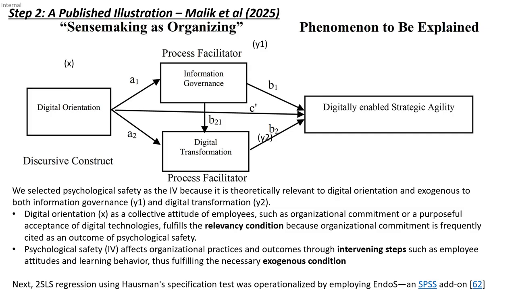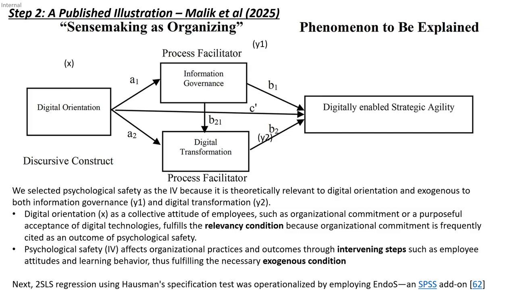Second step, I apply this two-stage least squares endogeneity test to my model. What you could see here, this was published last year. We had digital orientation on the left, which was our independent variable. Then we had two mediators, information governance and digital transformation. My co-authors, as I mentioned to you, were not sure, despite the theoretical support. They were thinking that maybe information governance should come before digital orientation. So in order to rule out this simultaneity or reverse causality, we did this endogeneity test.